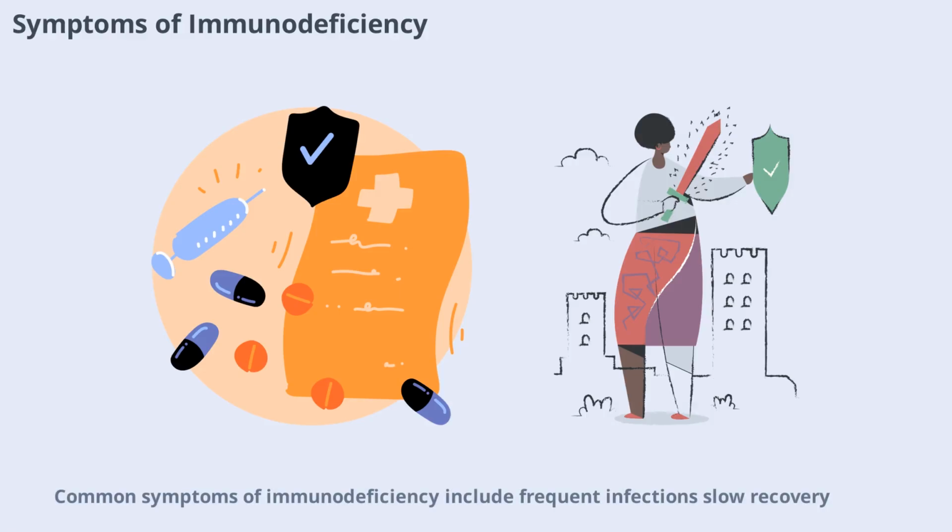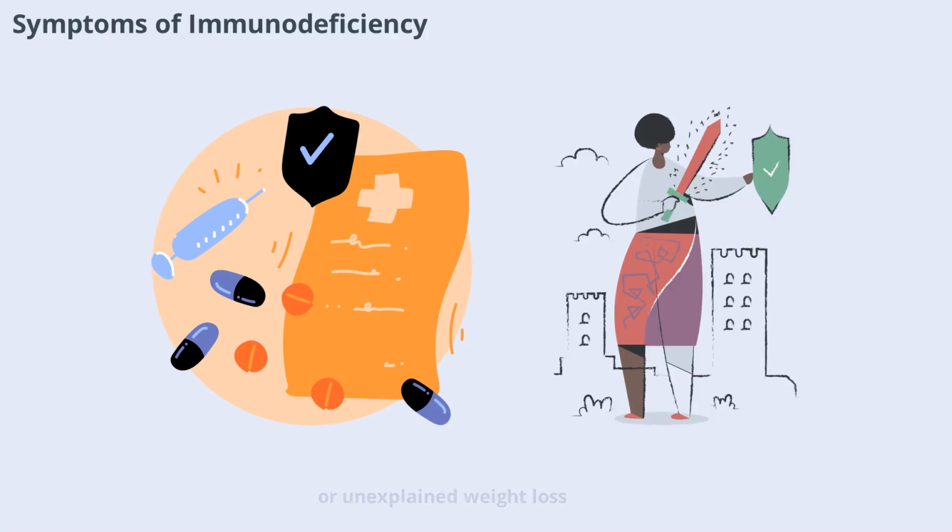Common symptoms of immunodeficiency include frequent infections, slow recovery, and unusual illnesses. Some may experience chronic diarrhea, skin rashes, or unexplained weight loss. Recognizing these signs early can lead to timely diagnosis and treatment. If you or someone you know has persistent or severe infections, it's important to consult a healthcare professional for evaluation.